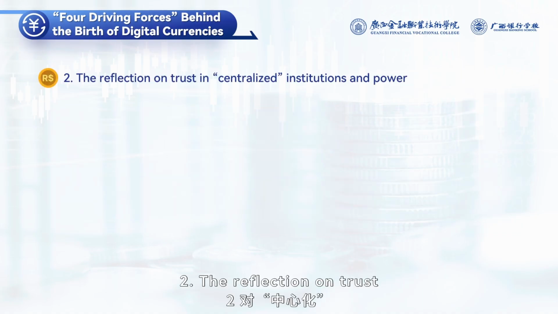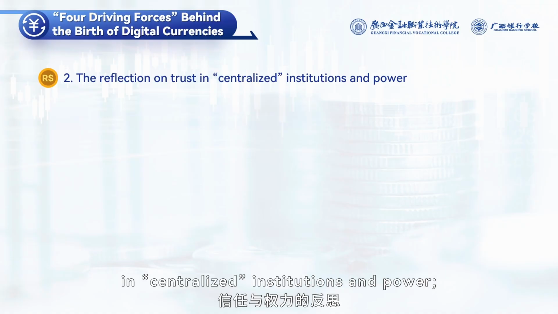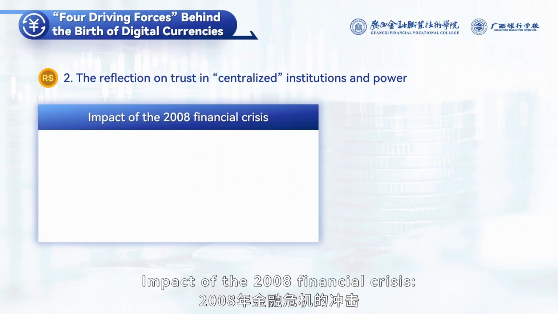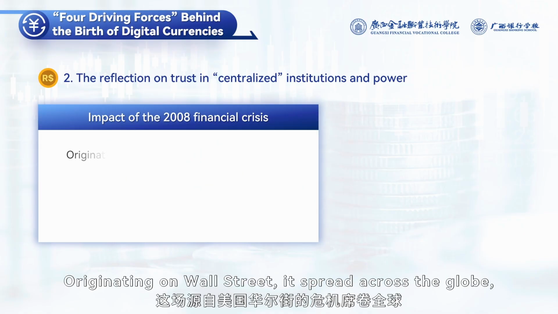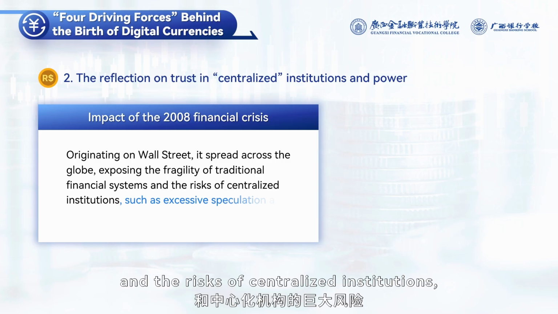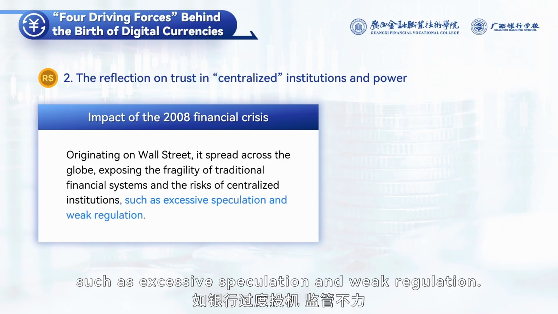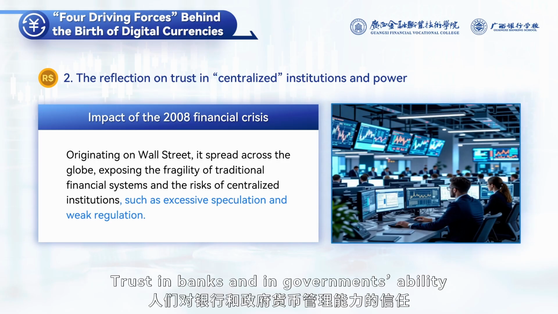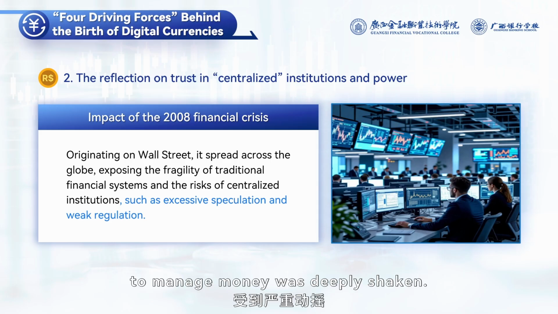2. The reflection on trust in centralized institutions and power. Impact of the 2008 financial crisis. Originating on Wall Street, it spread across the globe, exposing the fragility of traditional financial systems and the risks of centralized institutions, such as excessive speculation and weak regulation. Trust in banks and in governments' ability to manage money was deeply shaken.